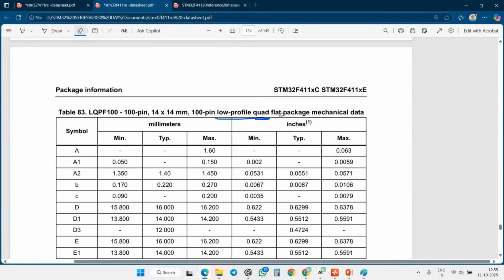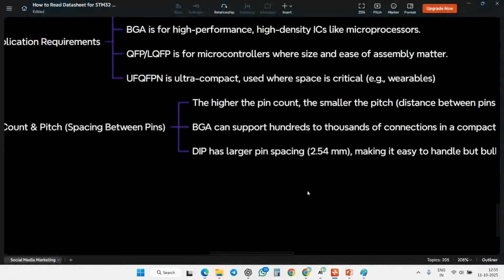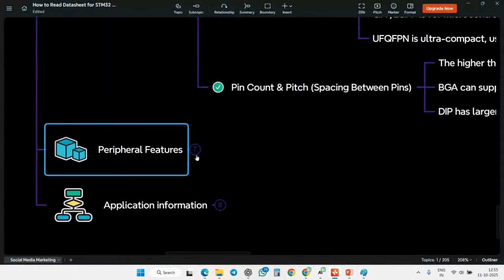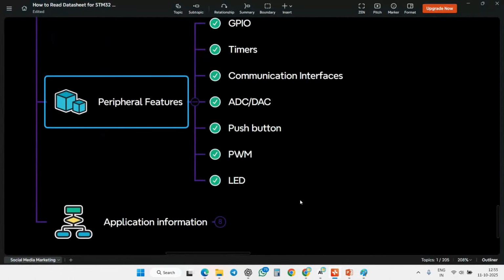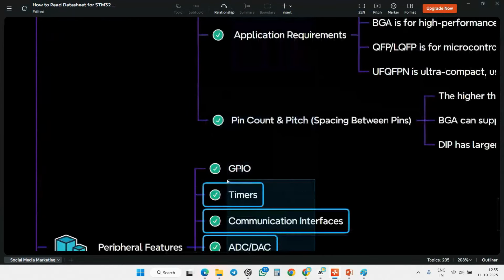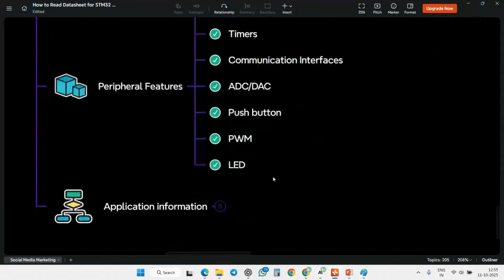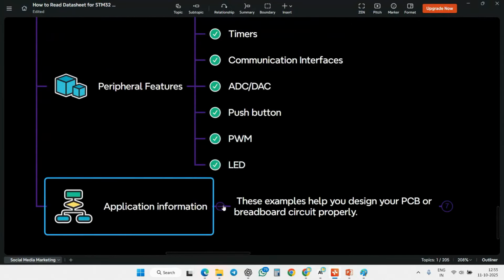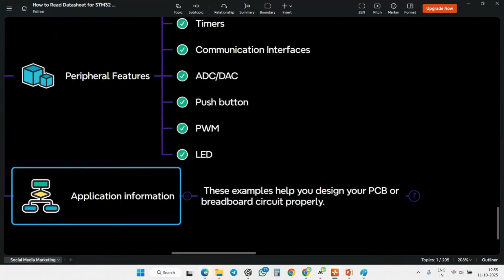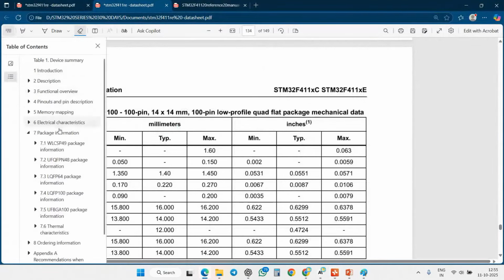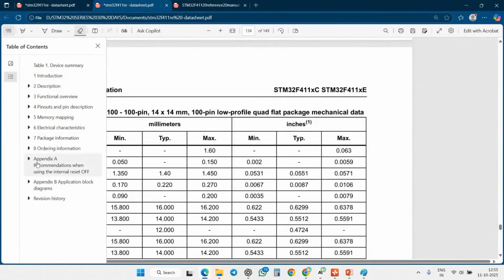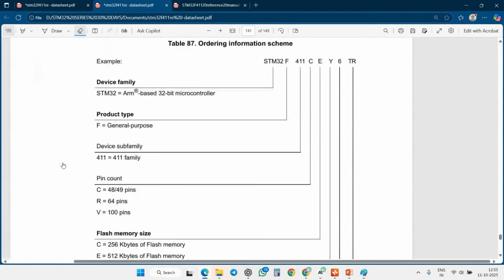Finally, we are going to discuss the peripheral features. So these are the features you can implement on this controller, and the application information. This is the last one we are going to discuss. We have discussed all those characteristics. Here we have completed the packaging information, and finally the ordering scheme.